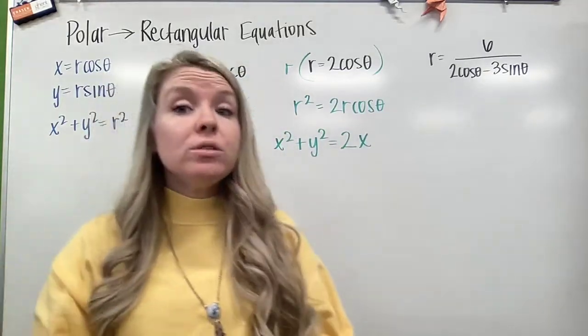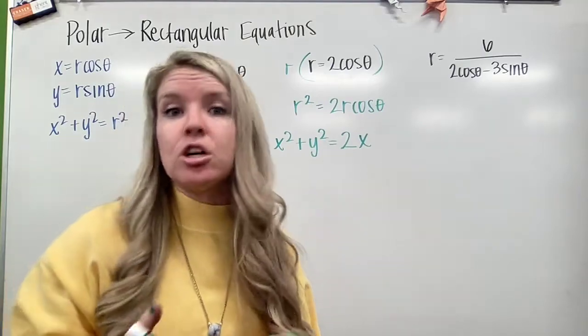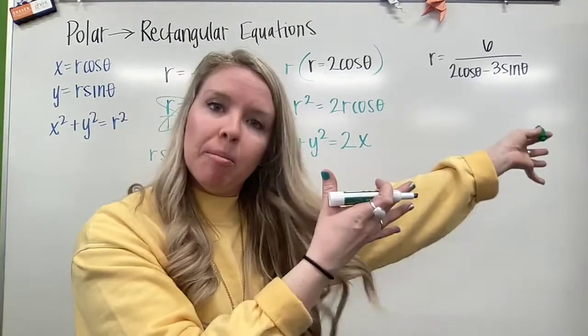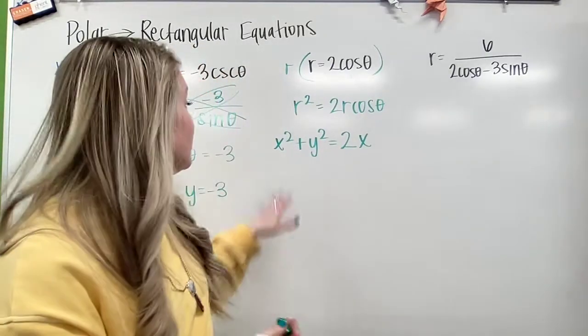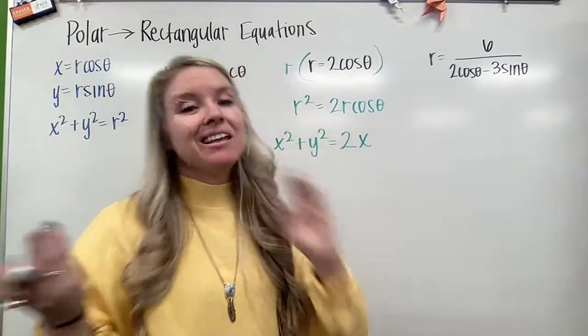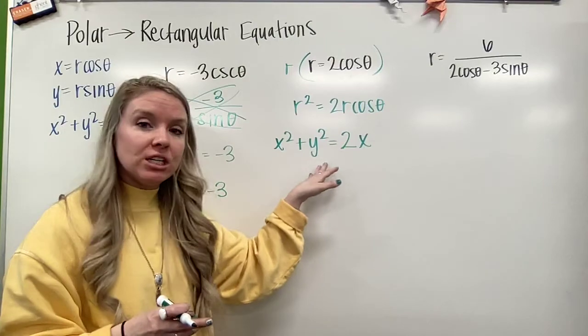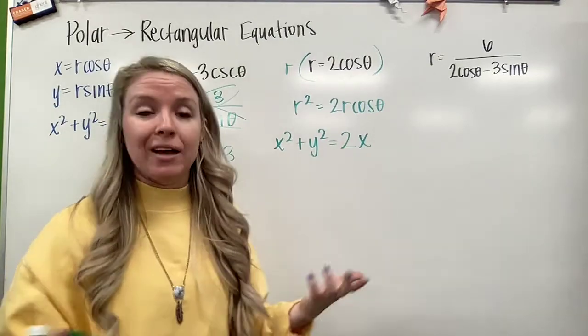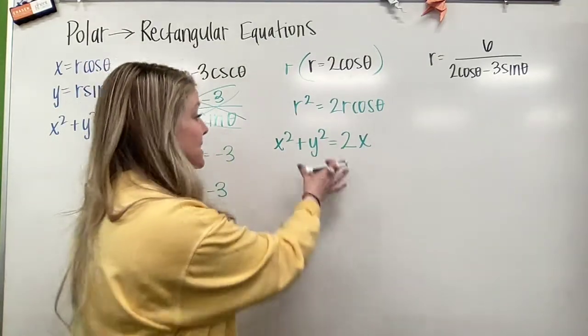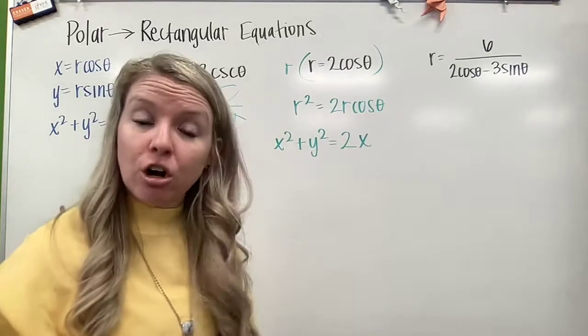Normally, we are used to seeing our functions in terms of y. Y equals blah, blah, blah, right? But here, since we have x's and y's, that might not necessarily happen. These might not be functions that we're used to seeing. They might be more like relations. This is going to end up giving us a type of circle.